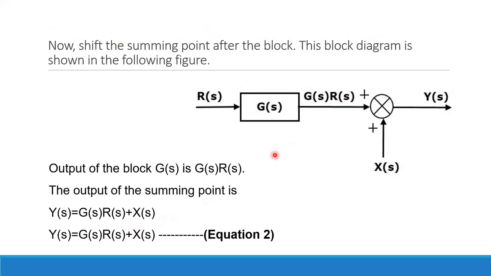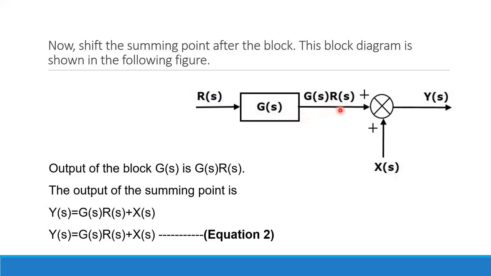But here it is totally changed. Now we want to maintain the original input. We just want to shift the summing point so as to reduce the effort required to reduce the diagram. We want to simplify the diagram, that's why we are only shifting this to the right hand side, or you can say after the block. So G of S into R of S is the output of this block.